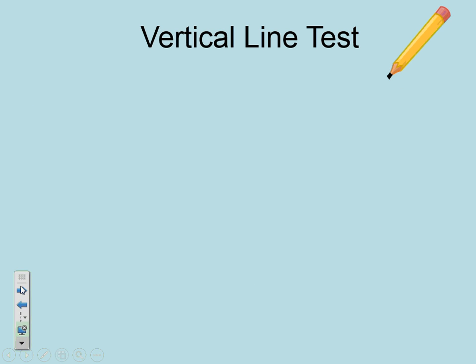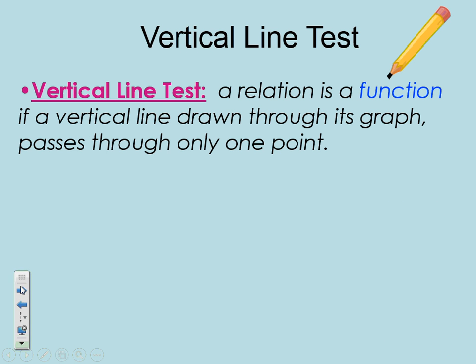What if it's already graphed and I don't want to make the list of points to try to check that whole x paired with one y business? That's where this vertical line test comes in. And you would want to write this part down too. The vertical line test is a fast way to check if something is a function, especially when you have a graph already. So the vertical line test says a relation is a function if a vertical line drawn through its graph passes through only one point.